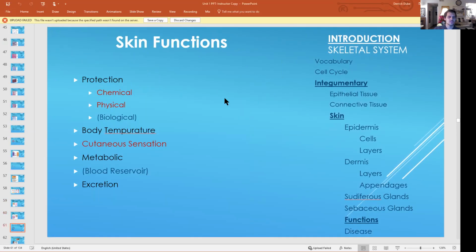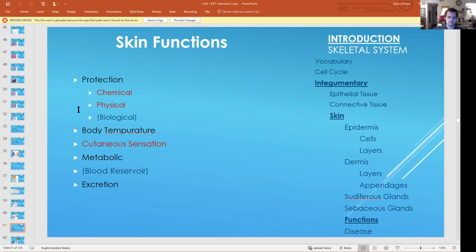Functions of the skin. I don't know if I have to explain too many of those. Protection, physical and chemical, from damage from someone hitting you or scratching you. Chemical could be spilling acid on yourself, I mean, that's an extreme example. And then biological, it's protecting against bacteria.